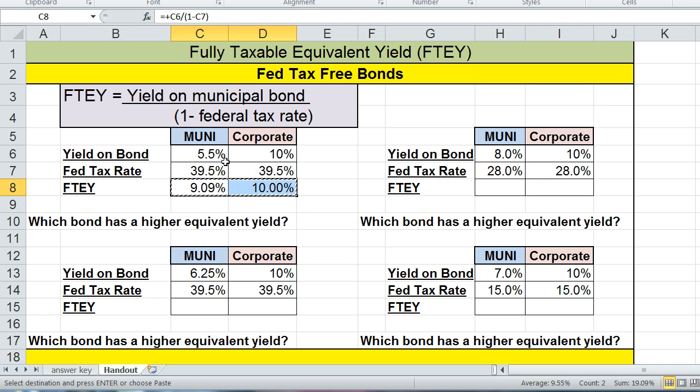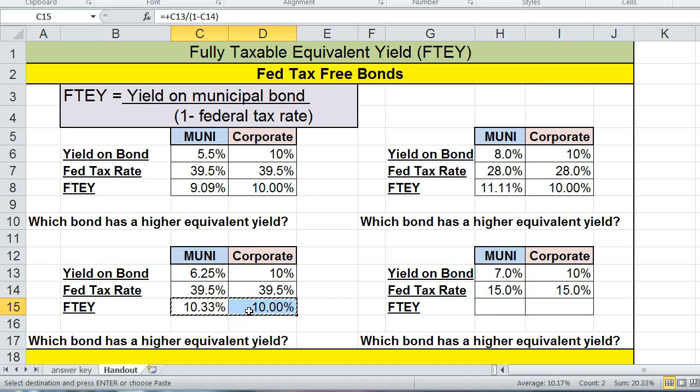So let's go on to the next example, and we see here that in this case as well, a corporate of 10% and a muni of 8%. The corporate is expressed as fully taxable, but the municipal, when the formula is applied to express it as fully taxable, we find that the municipal is a better investment than the corporate here, because we earn the equivalent of 11.11%. Okay, so let's move down to the third example, and again, even a bond at 6.25%, because it's such a high tax bracket, we have a fully taxable yield that's greater than the corporate bond.